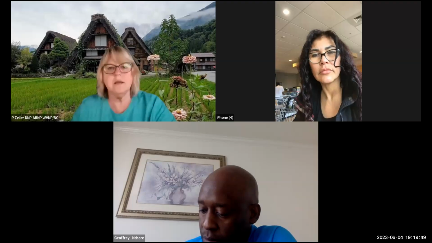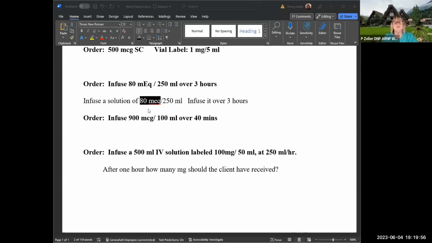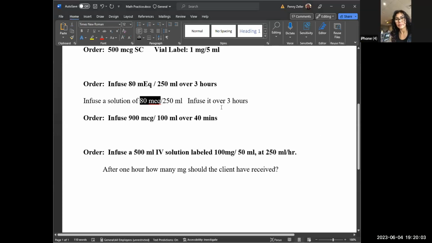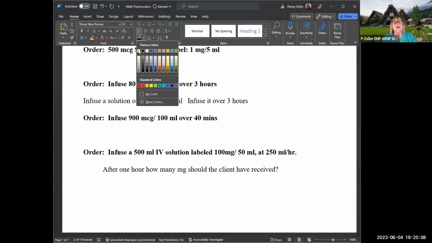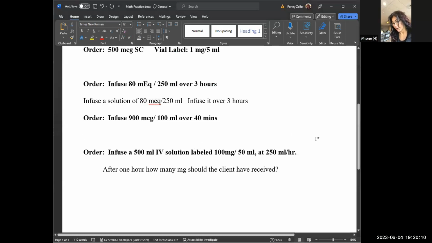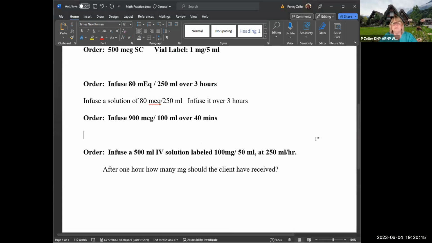It doesn't matter what's in the bag. I'm just asking you to infuse this solution over 3 hours. So it has nothing to do with what's in the bag? Yeah. It's a time factor. You don't have to calculate any dose or anything. I think it's clear for me. I don't know if for him it's clear. Does that make sense?